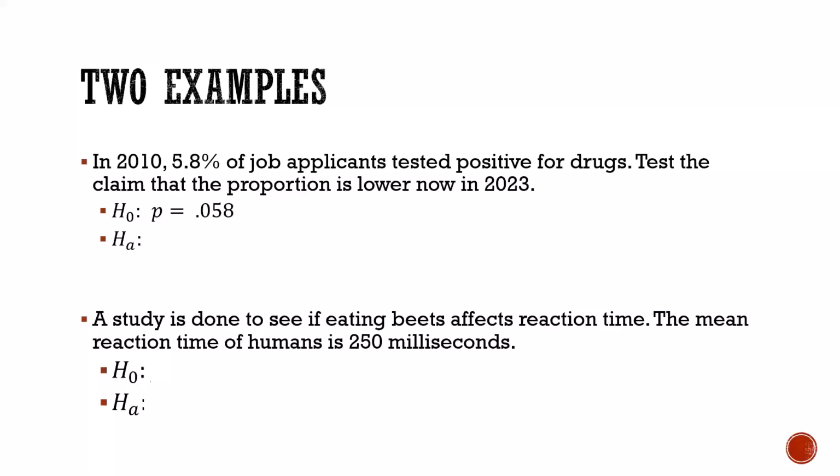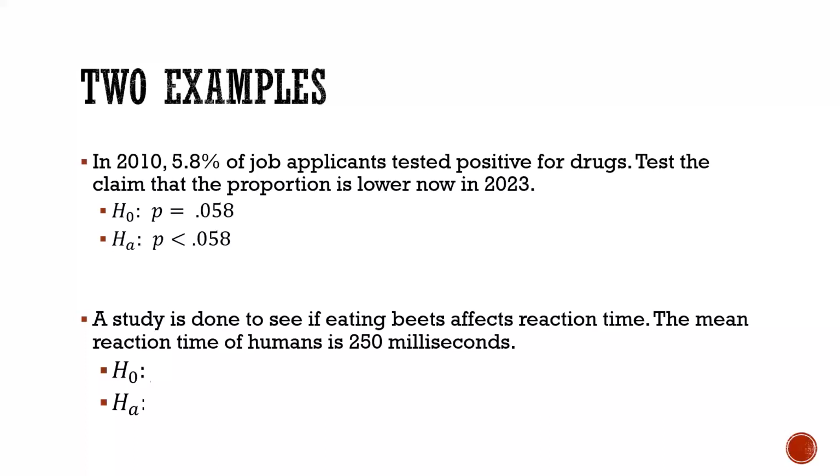And the null hypothesis is going to be one of three symbols: less than, not equal to, or greater than. In this case, it is less than. I don't know how I came up with this one. A study is done to see if eating beets affects reaction time. I do know from a family member that eating a lot of beets can affect urine color. I'm not sure about reaction time though.